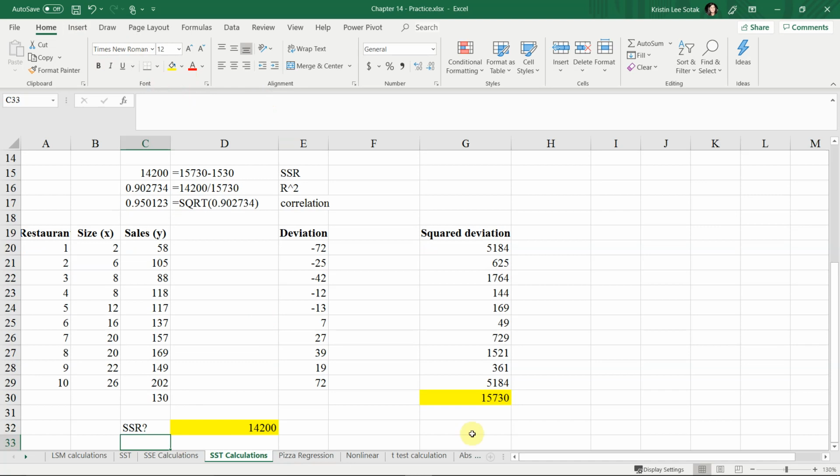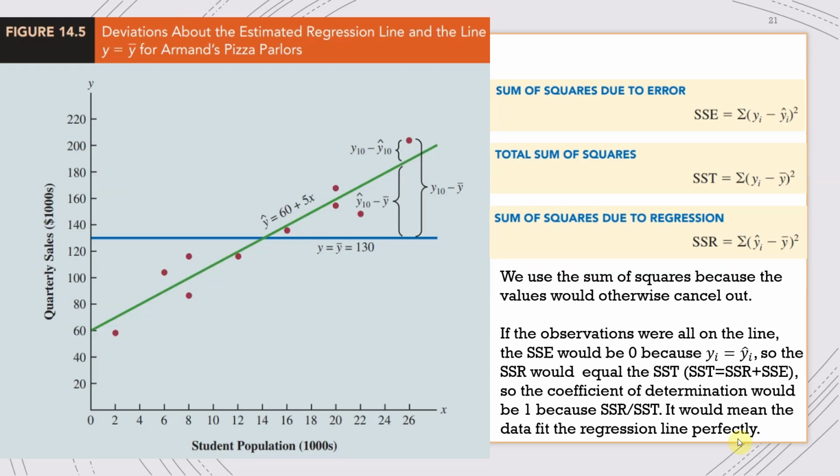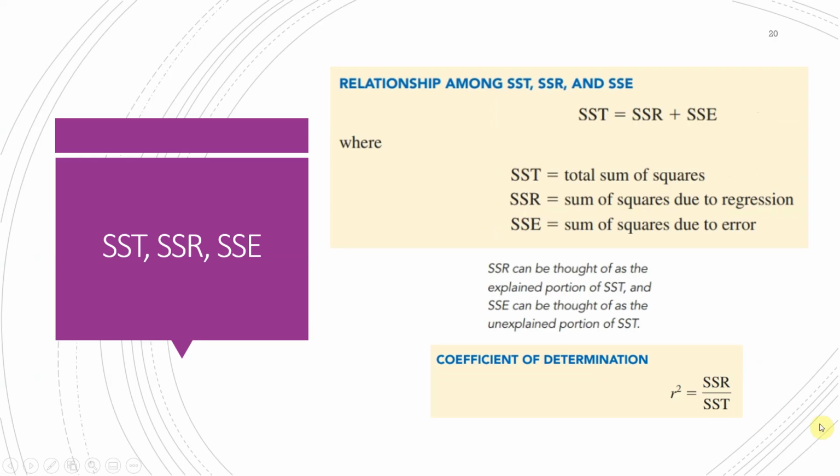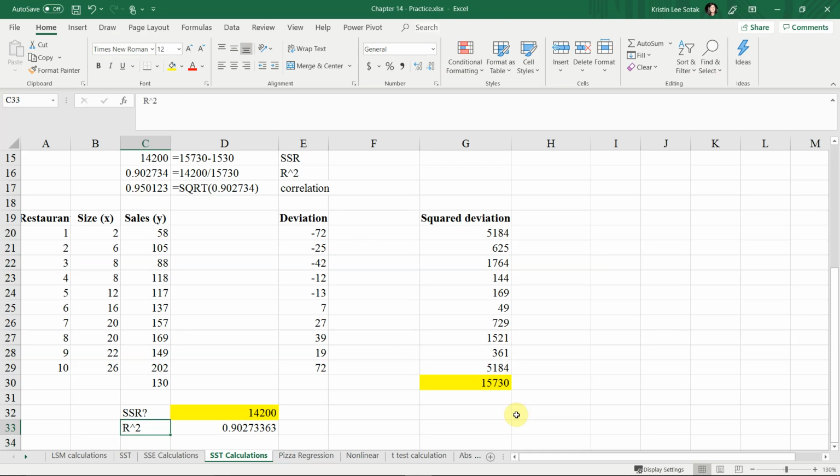So in order to calculate our r squared, how do we calculate that? That's the sum of squares regression divided by the total. So we just calculated the regression, and the total is right here, that sum of squares total. So we get 0.9027. So this is our r squared, our coefficient of determination.